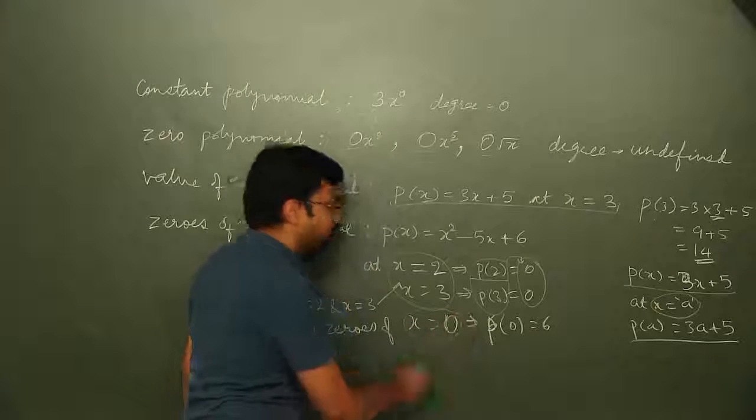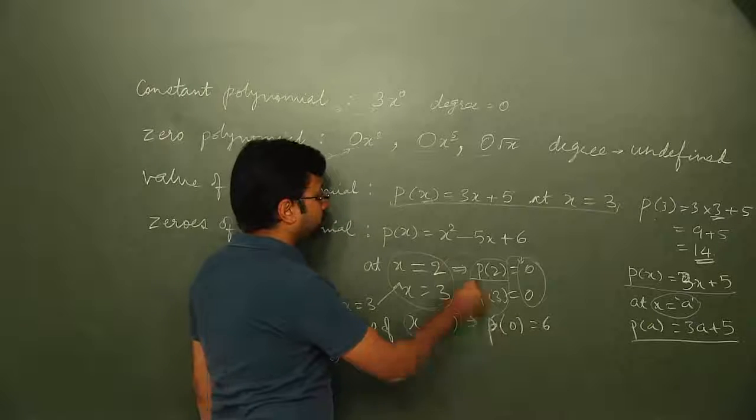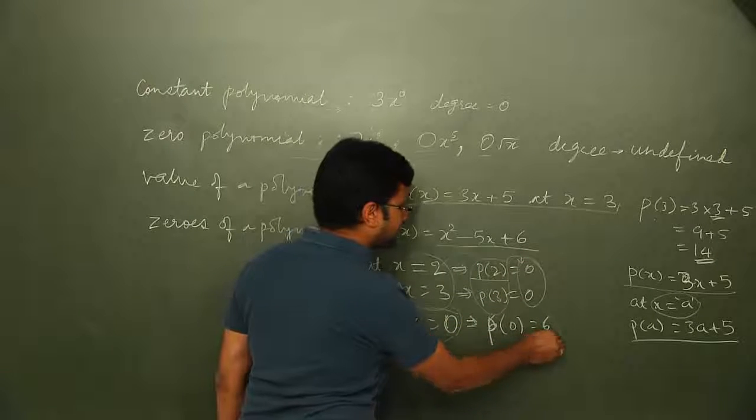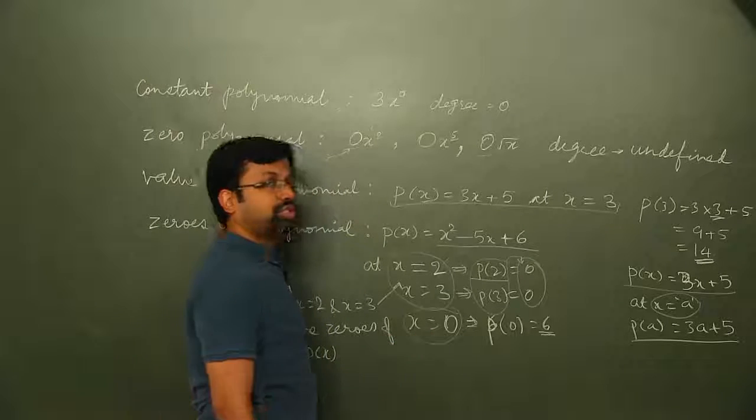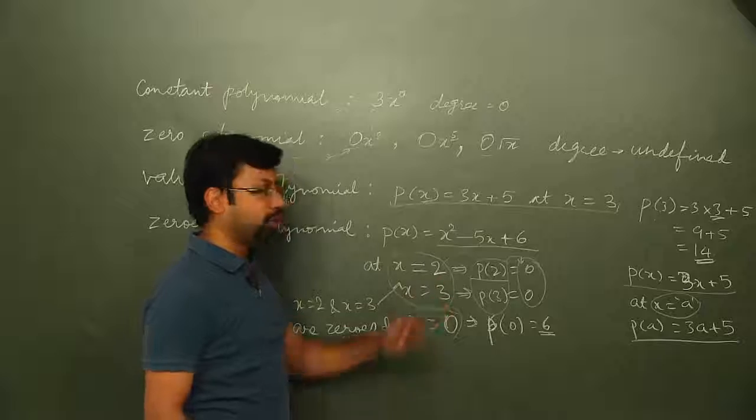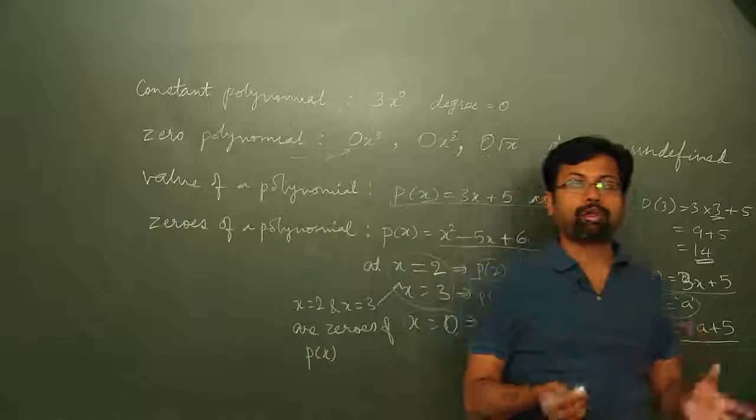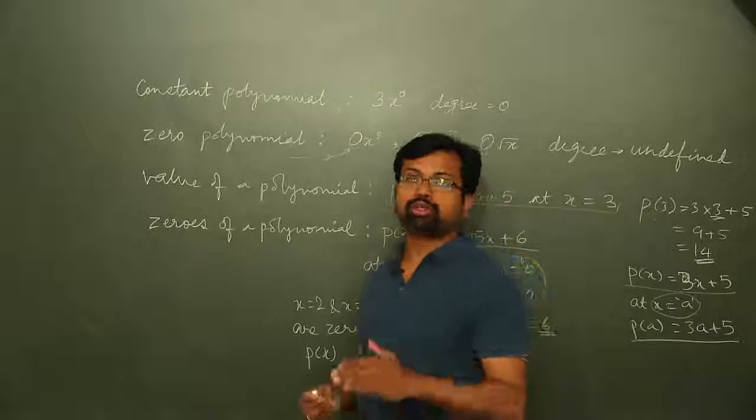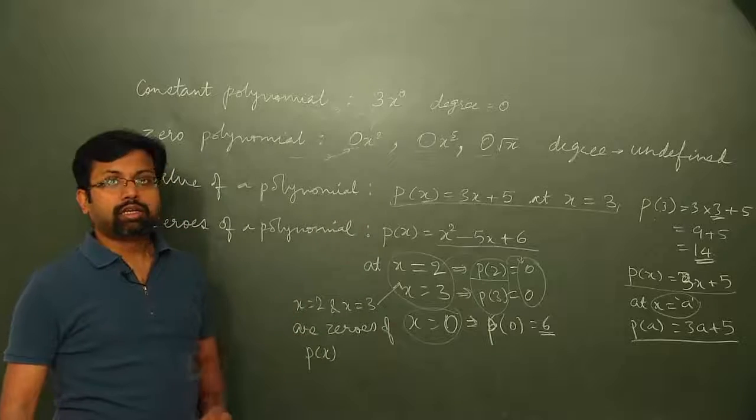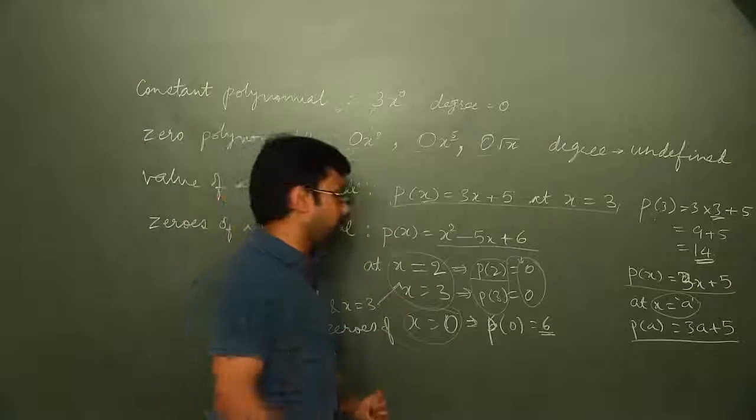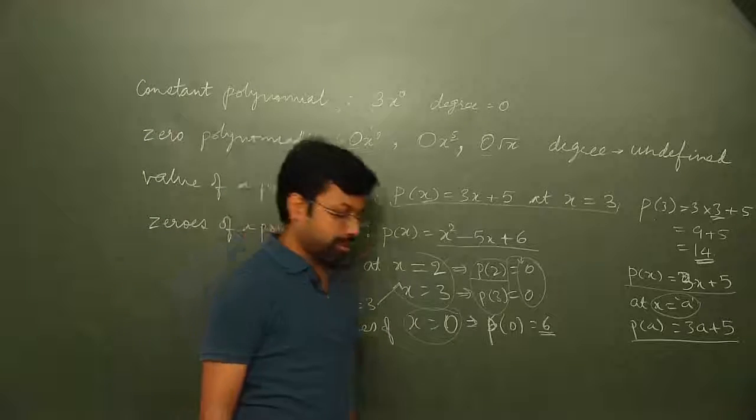Is x equal to 0 a zero of the polynomial px? When you put x equal to 0, the value of polynomial is 6. It is not equal to 0. So x equal to 0 is not a zero of the polynomial. x equal to 0 is not going to be the zero of all polynomials. Only those values of x for which the value of the polynomial px becomes equal to 0 are going to be called the zeros of the polynomial.